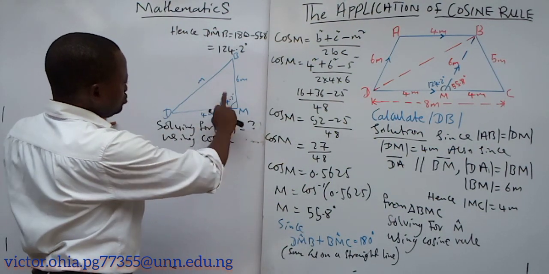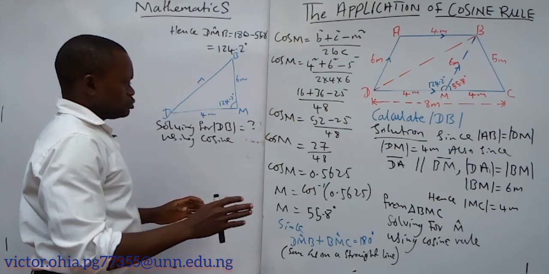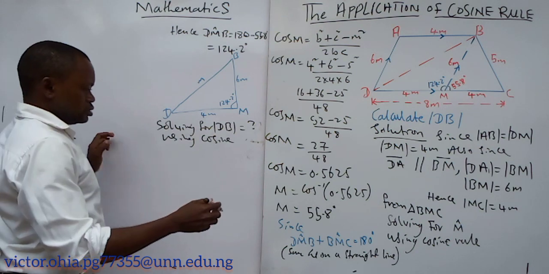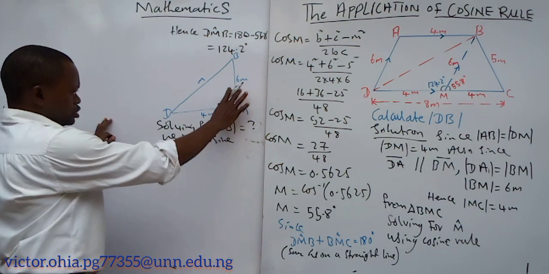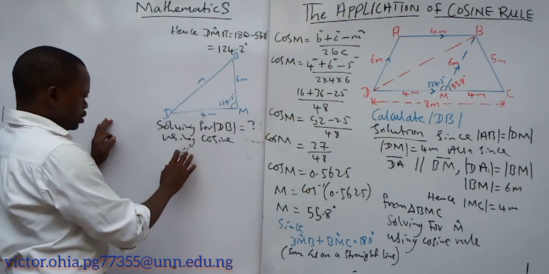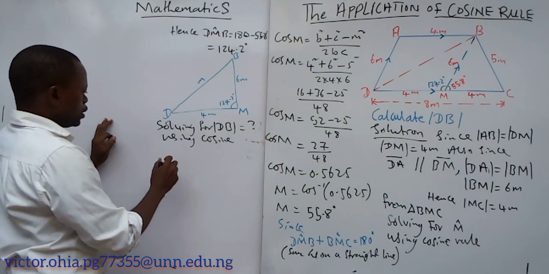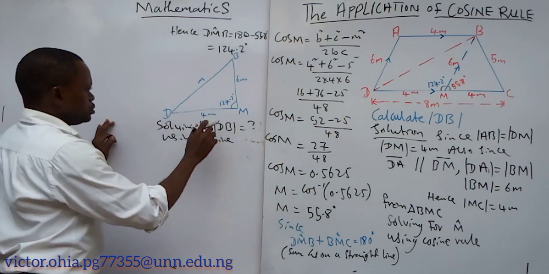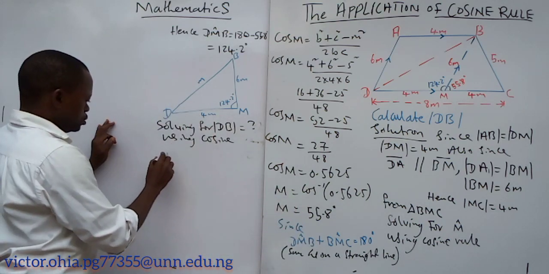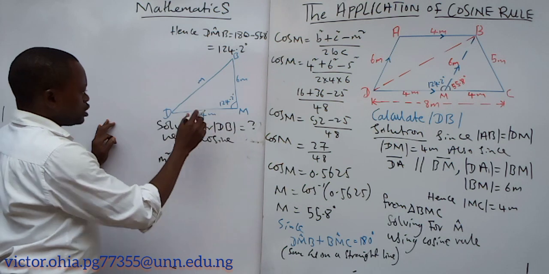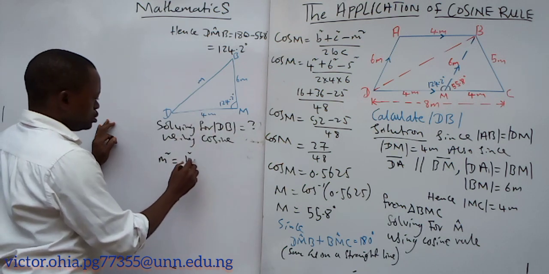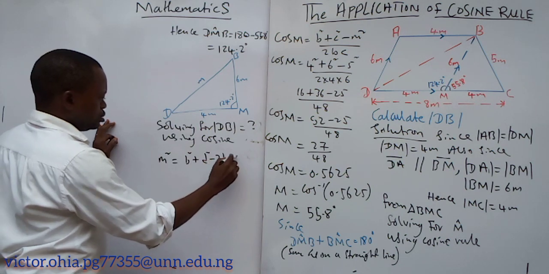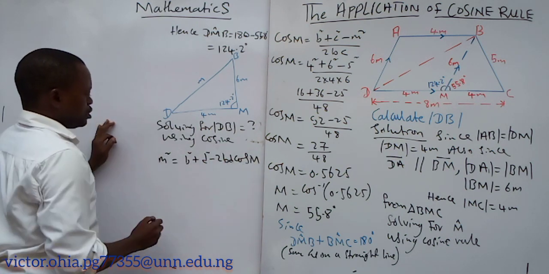Now, here, two sides as well. I'm trying to meet up with time so there won't be too much explanation, so that it doesn't look boring. All right, so this is how it is going to go. We are going to use cosine rule. Using cosine rule, you state it: small m squared is equal to, the ones that are not there, b squared plus d squared minus 2bd cos capital M, that angle there.